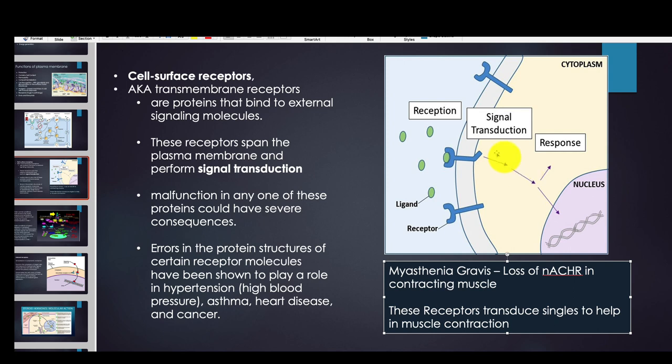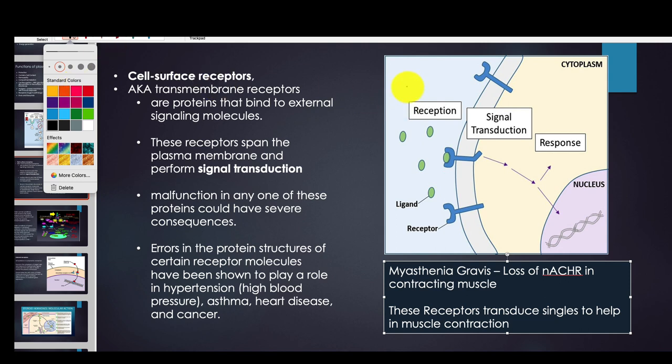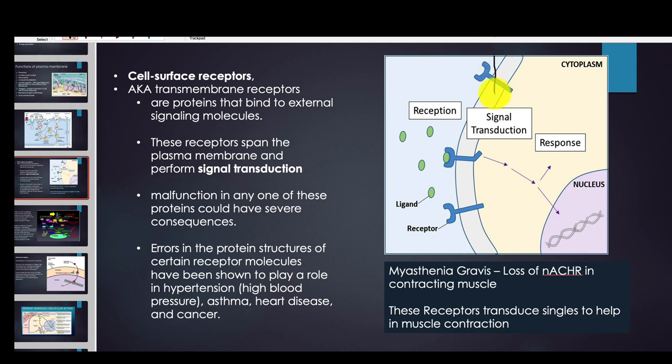So with this particular disease, we have an autoimmune response where our own white blood cells or antibodies destroy this receptor, which I have here as nAChR, the nicotinic acetylcholine receptor. This is a receptor that helps propagate a signal that helps with muscle contraction. So when these antibodies are coming around and our autoimmune system is destroying these nicotinic acetylcholine receptors, we start to lose the transduction of that signal assisting with muscle contraction. Now we have weakness of contraction, weak muscles, and other dysfunctions associated with it. That would be an example of loss of receptors.